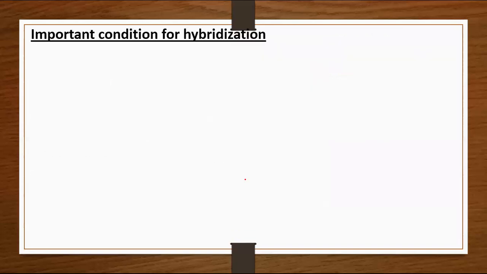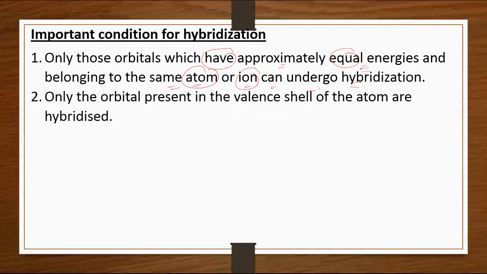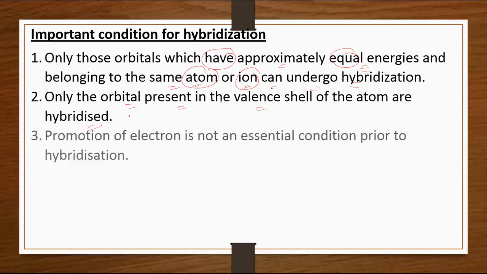An important condition of hybridization: only those orbitals which have approximately equal energies and belong to the same atom or ion can undergo hybridization. Only orbitals present in the valence shell of the atom are hybridized. So only those orbitals which are present in the valence shell of an atom participate in hybridization.